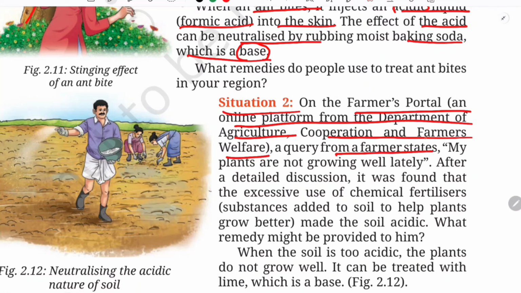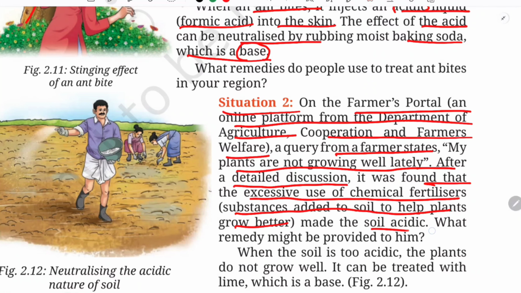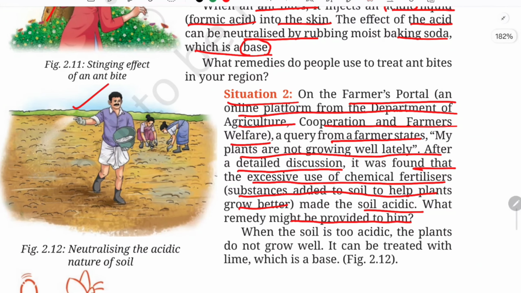In that, a query from a farmer states, my plants are not growing well lately. After a detailed discussion, it was found that the excessive use of chemical fertilizers, that is, substances added to the soil to make plants grow better, made the soil acidic. What remedy might be provided to him? The farmer is complaining to the government site that his plants are not growing well. It was found that he used too much chemical fertilizer so that his plants would grow well. That process has made the soil very acidic, so now his plants are not growing. What remedy might be provided to him?